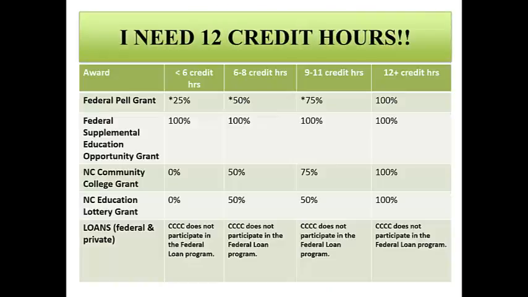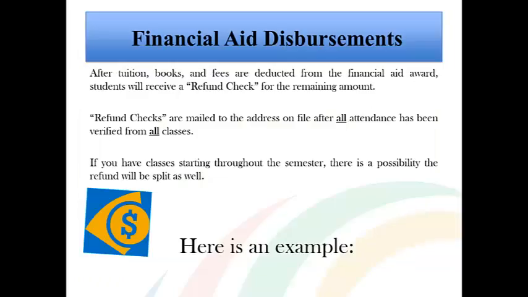Now let's take a look at the different types of grants and how your enrollment status affects your award amount. This chart shows the percentage of the total award you will receive depending on how many credit hours you are enrolled in. You must be enrolled in at least 6 credit hours to receive the North Carolina grants and scholarships. Keep in mind that CCCC does not participate in student loans.